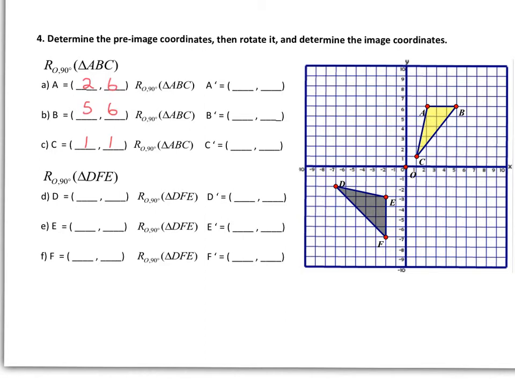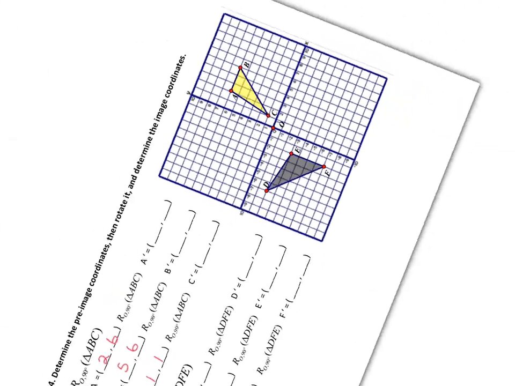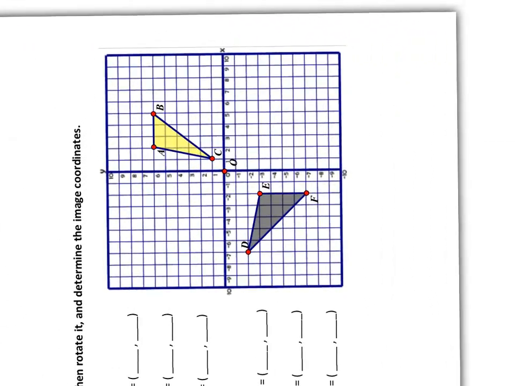Now, outside of memorizing the different rules for rotations, another way to perform this is to literally take your paper and turn it to the left 90 degrees and look at the points A, B, and C now as if the new top of your paper was the top. So point A appears to be (-6, 2). Point B appears to be (-6, 5). And point C appears to be (-1, 1).